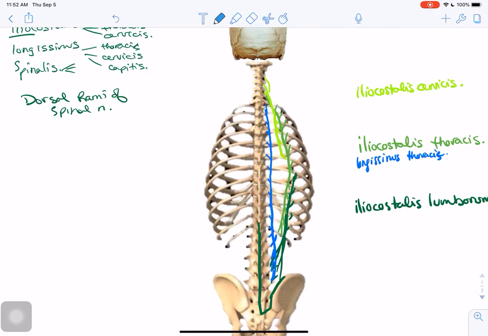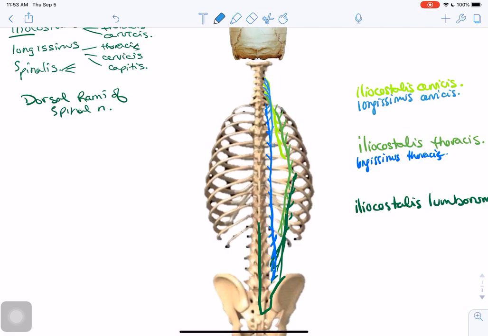The longissimus cervicis part takes origin from the transverse processes of T1 to T5 and inserts on the transverse processes in the cervical region, so C2 to C6-ish. So we'll have this going up like this. Okay, so that is longissimus cervicis.